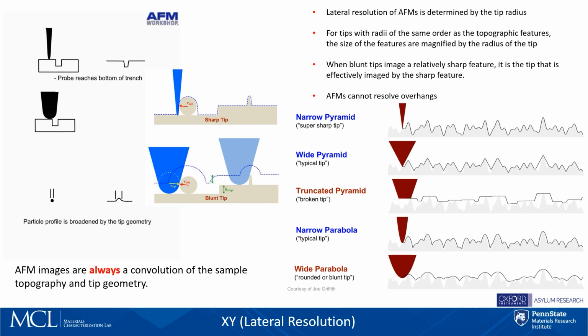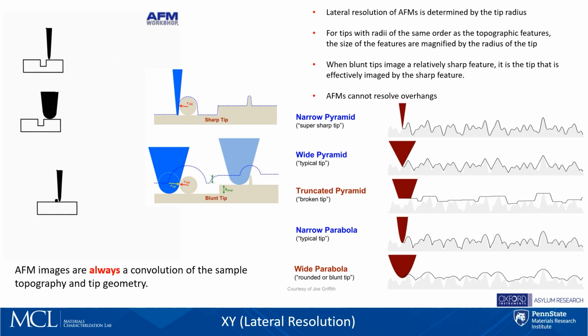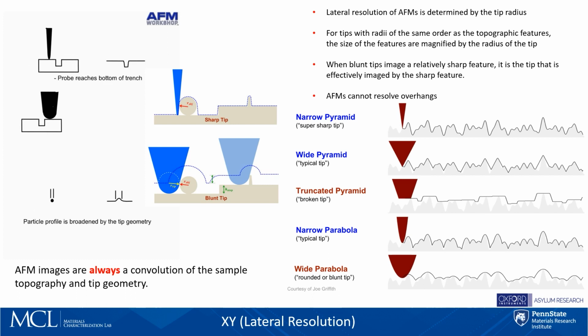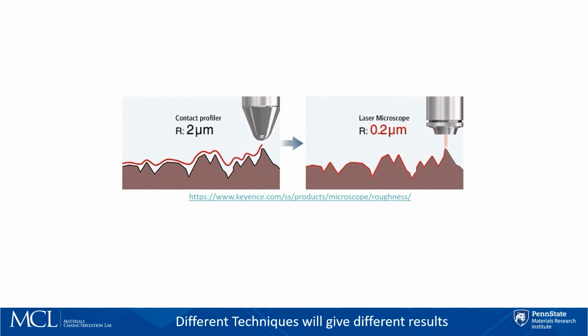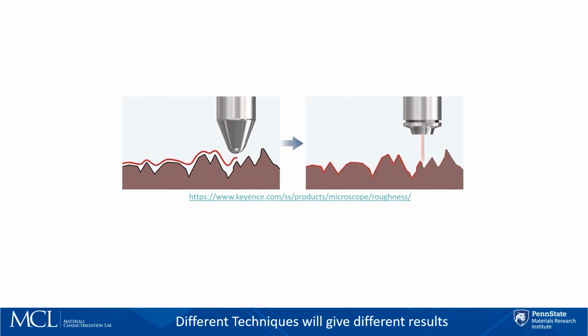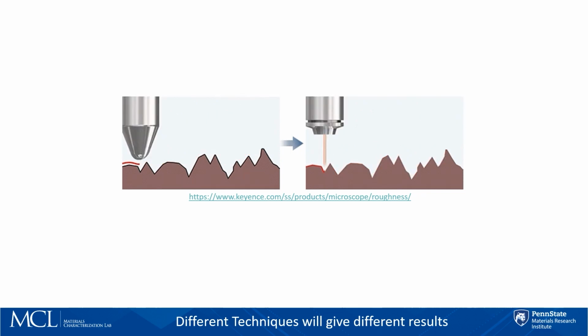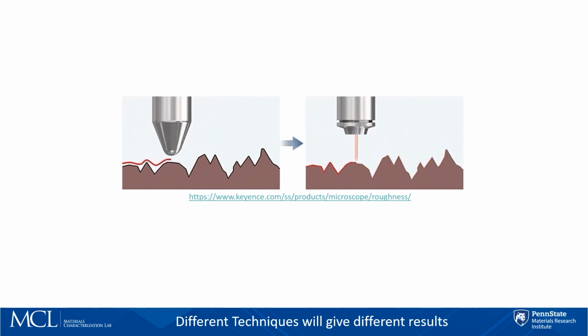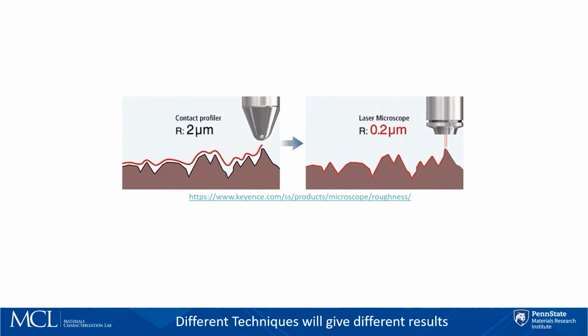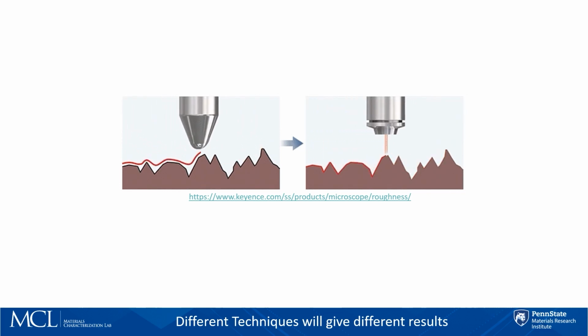Now, the AFM images, they are always a convolution of that geometry. That's important to understand with what you're collecting there. Different techniques are going to give us different results. In this example here, we've got a stylus profilometer on the left, we've got the laser scanning profilometer on the right, and essentially you can see they're recording very different Ra values there.